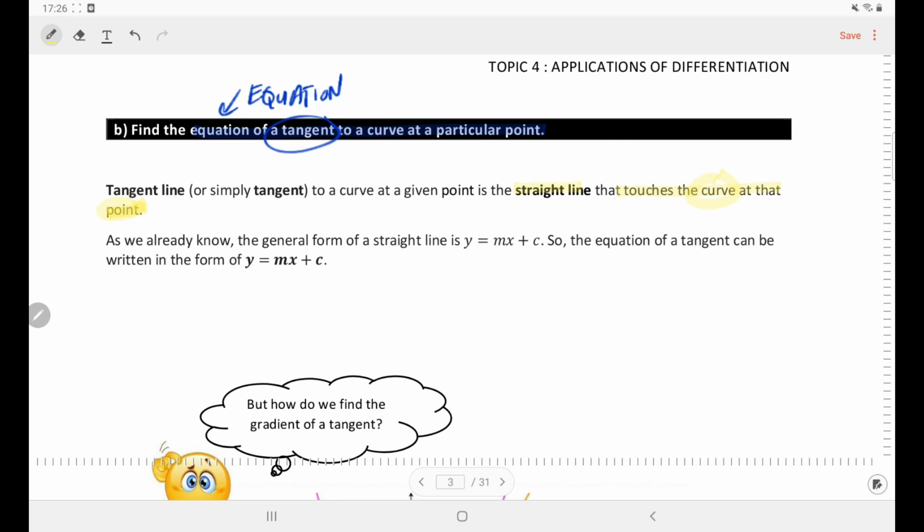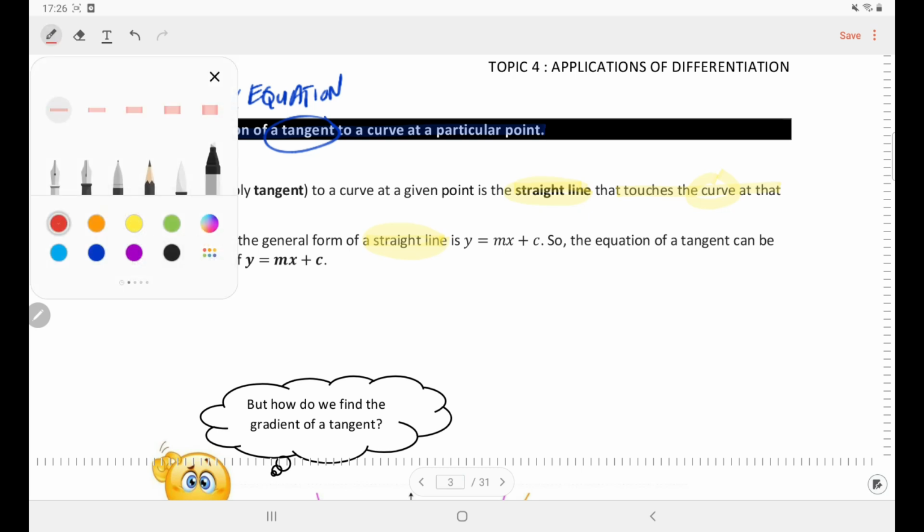And as we already know, the general form of a straight line. Okay, kenapa kita guna straight line? Sebab tadi kita dah define tangent ialah straight line. Okay, bermaksud in order for us to find the equation of a tangent, we need to know how to find the equation of a straight line.